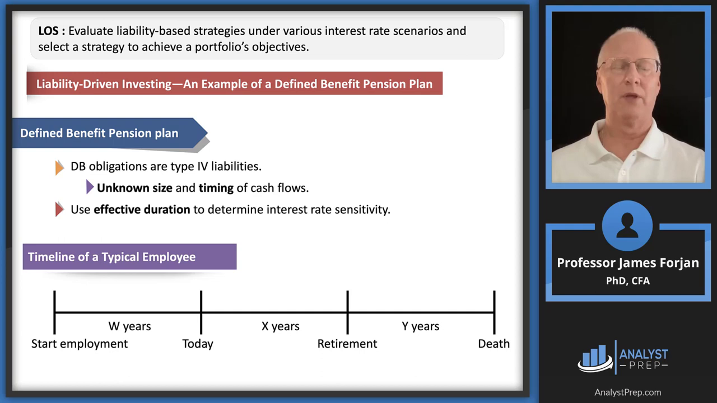It's interesting that the reading has one sentence to describe X. You're not quite sure exactly how long an individual is going to take until he or she retires, but you have some guidelines, right? Some people want to retire at 62, some at 65, some at 67, some at 75.